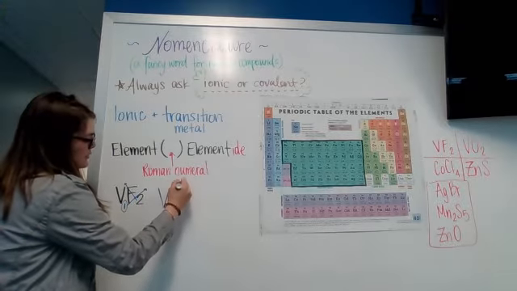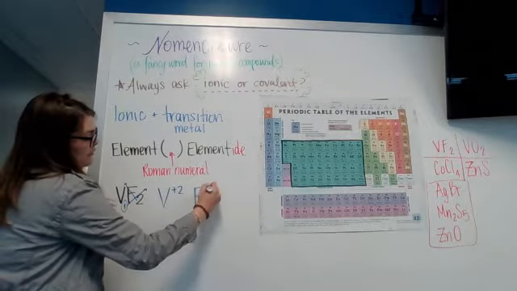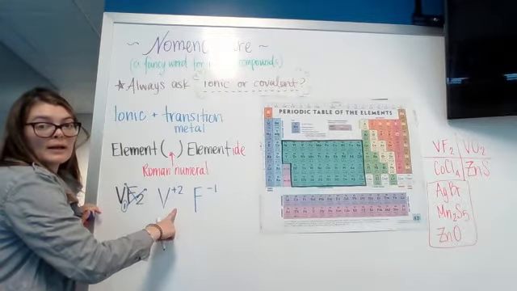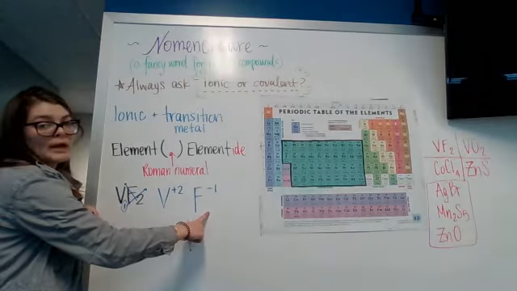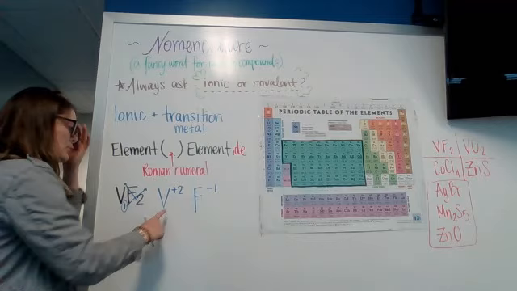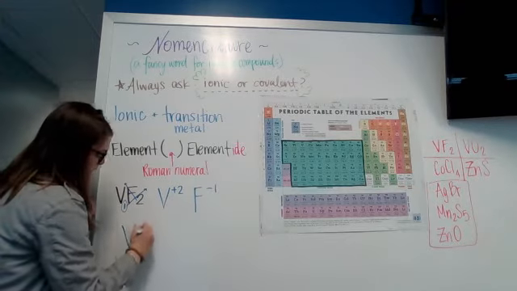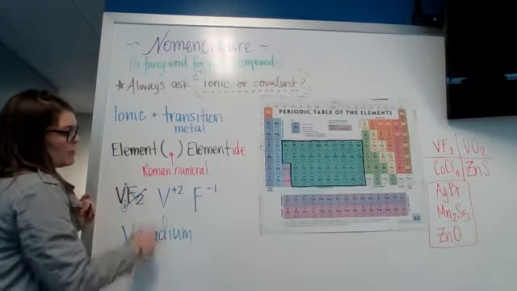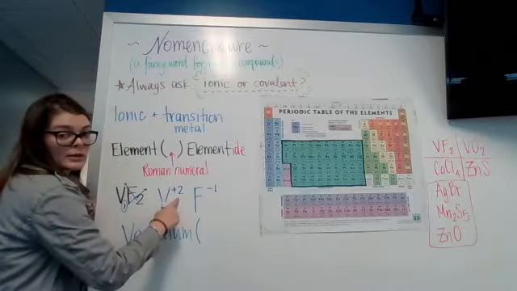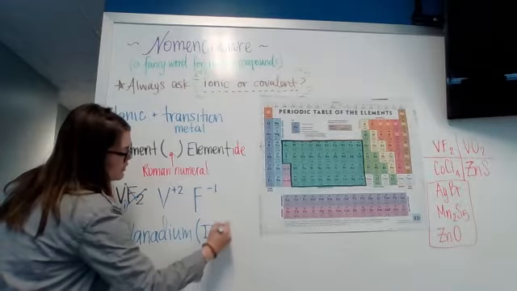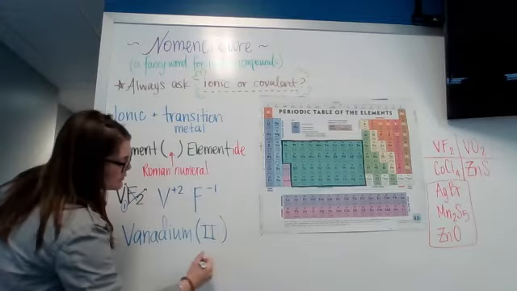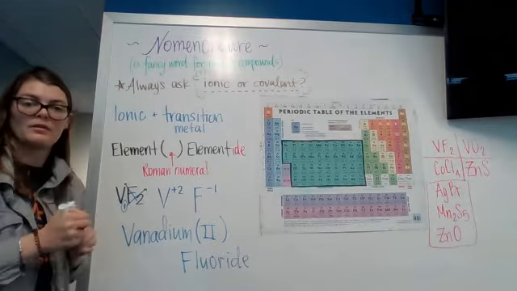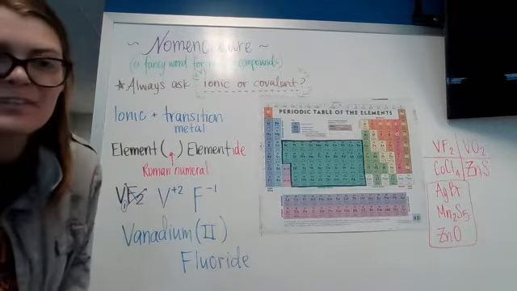So that means when you uncrisscross them, we have V+2, F-1, okay? The metal will always be positive because metals form cations. The nonmetals will always be negative because nonmetals form anions. So we have V2F1. So we're going to name that vanadium, because that's the element, Roman numerals, whatever number is with that metal, and then element-ide, sorry, I gotta write it down here, fluoride. Easy enough. We'll do a couple more.